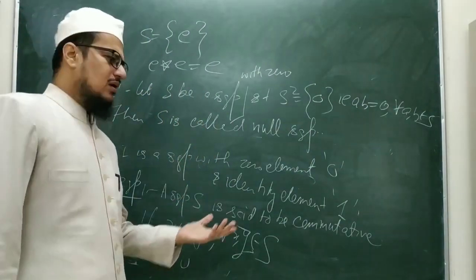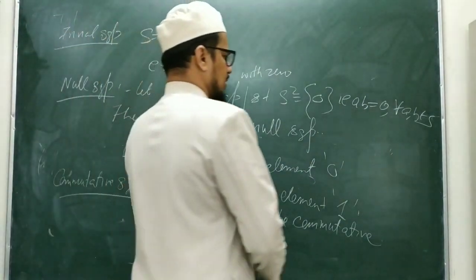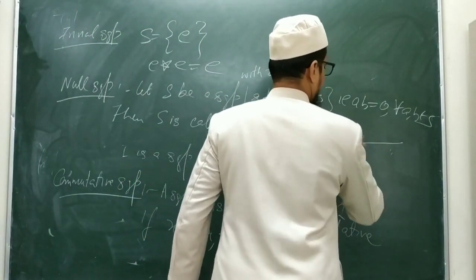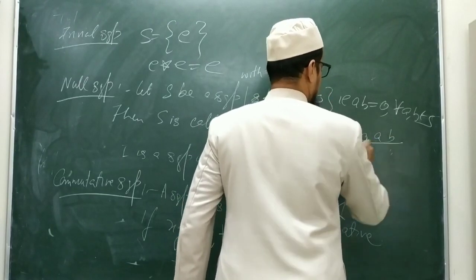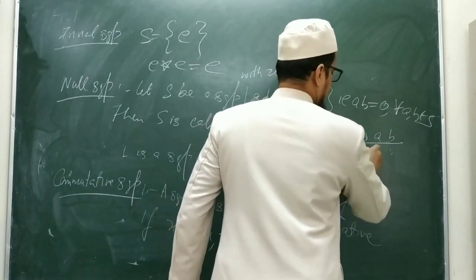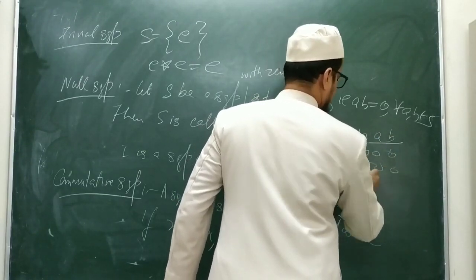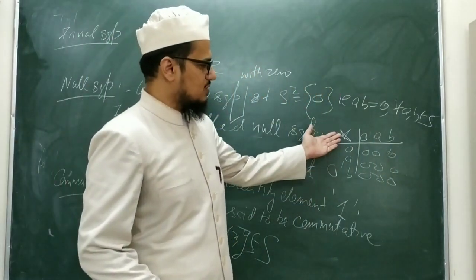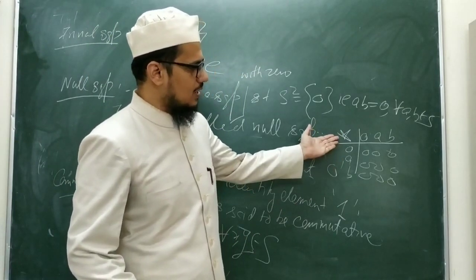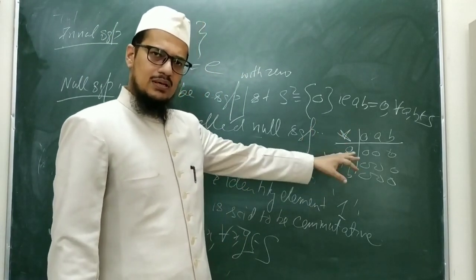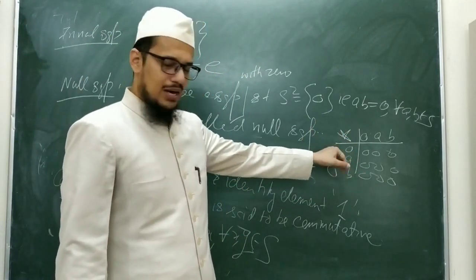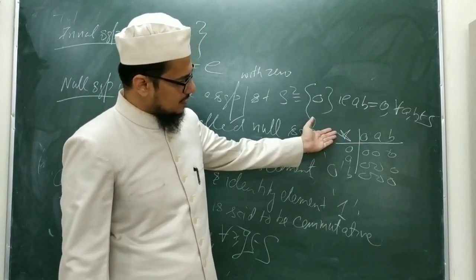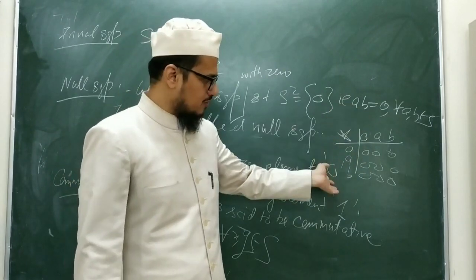What is the example? You can construct the example by yourself. For example, if you define a table like this, with elements 0, A, B, where every entry is 0. Now you can see that with respect to this operation star, this is the multiplication table or binary operation table I have defined. So you can see well that with respect to this operation, it forms a null semigroup. The product of any two elements is 0.